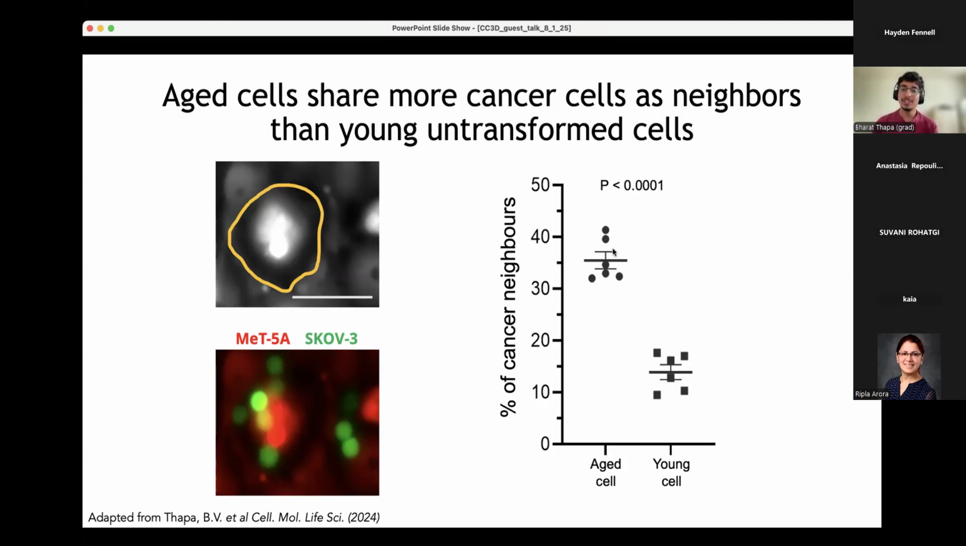Another interesting observation was that in the aged tissue, I told you not all the cells are aged, only 50% are aged. I don't have the graph here, but if you look at the young cells in the aged tissue, you will see a much lower percentage of cancer neighbors. In fact, there would be no cancer cells around it, because all those cancer cells would have migrated to the aged cells. So we saw these observations, and we were sure that there is something going on. Cancer cells are getting attracted somehow to the aged cells.